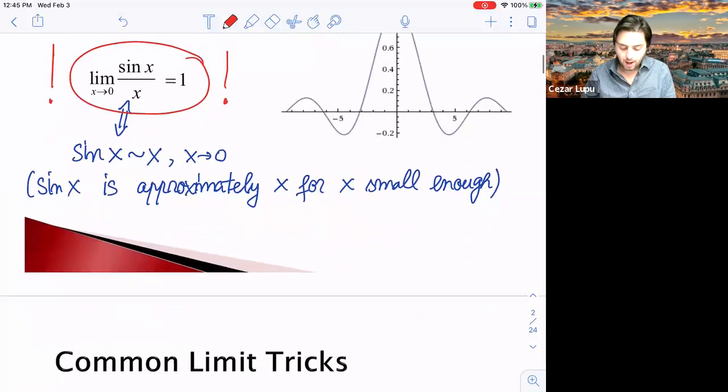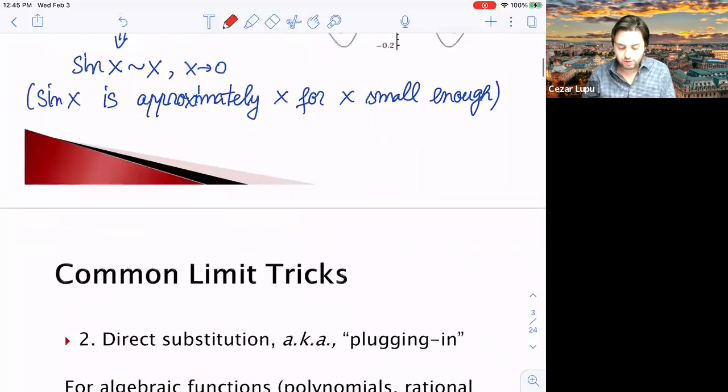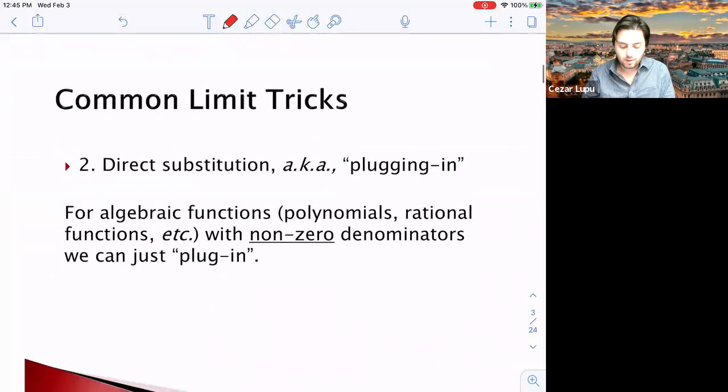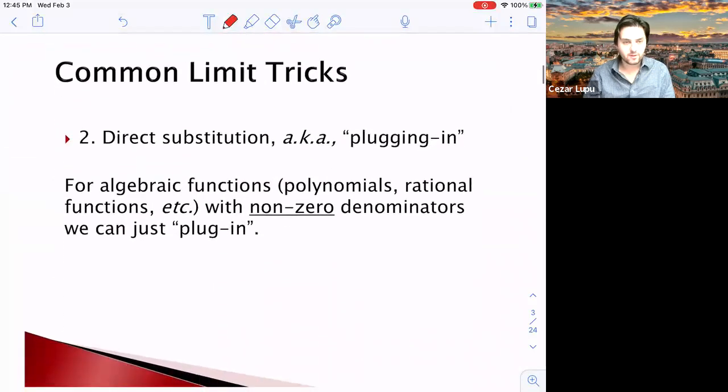Okay. Now, let's see what are the common limit tricks. And I think I've mentioned this last time. Well, direct substitution, right? We said this last time. Basically, you plug the variable in. So that's what you do. You can do this for algebraic functions, such as polynomials, rational functions, etc. Just like we said.